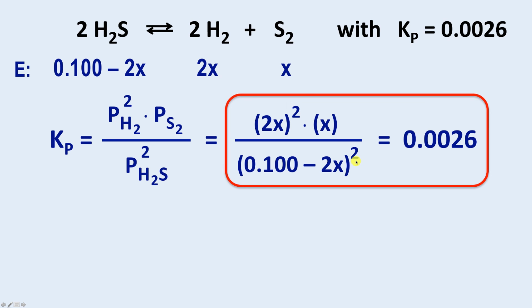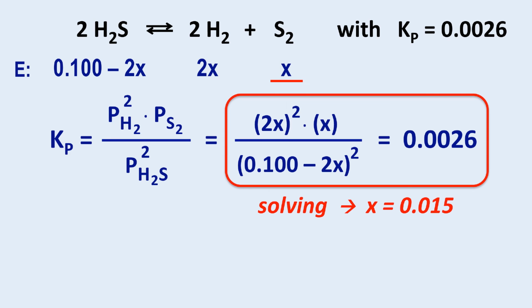Now, we'll talk more about how to solve these types of more complicated equations, but for now we're just going to say, okay, we do the math and we solve it, and we get our answer. In this case, it's x equals 0.015. Well, now that we know what x is, what the change is, we can determine what the pressures of each of these substances are at equilibrium.